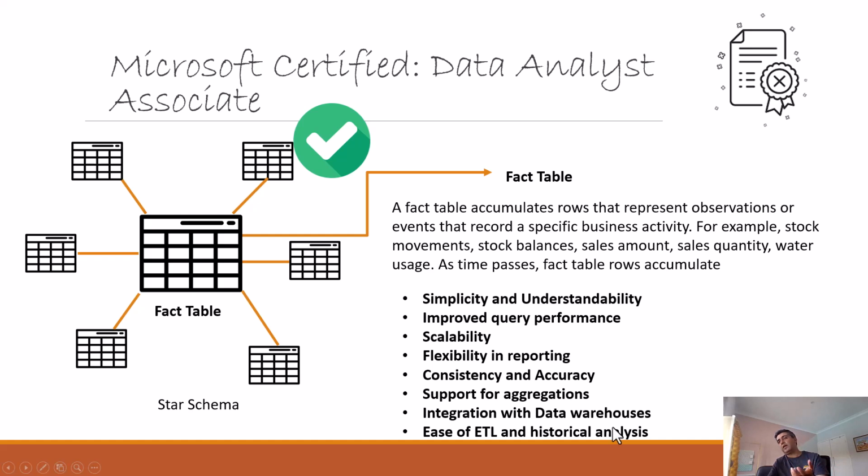There's support for aggregation, so you can quickly aggregate from a lower level to a higher level, because you can join two dimensions and you can roll up and roll down. Facts can easily be integrated with data warehouses which have conformed dimensions, and the benefits start coming as you build more and more conformed dimensions. And then there is ease of ETL and historical analysis. Facts build historical data over a period of time, and you can analyze all of that. For a specific business case, once you've built a fact table, it's easy to build the ETL because a fact table by its very nature contains less logic.